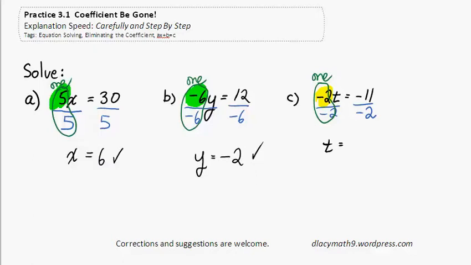on the right-hand side, two negative integers, negative 11 and negative 2. When we divide them, we get a positive result. 11 over 2 is just fine. Now, you might, if you wish, write that as 5.5, but it's not necessary. 11 over 2 is a perfectly good fraction.